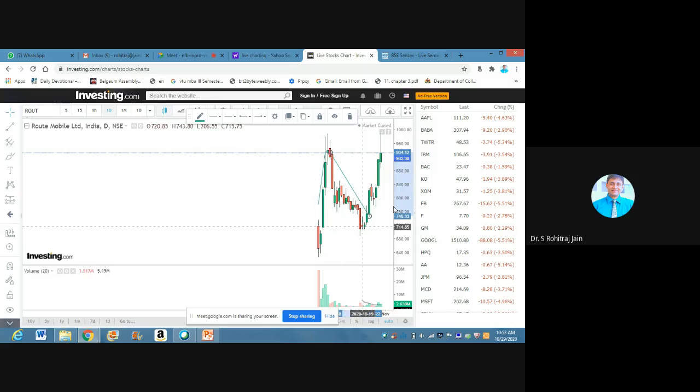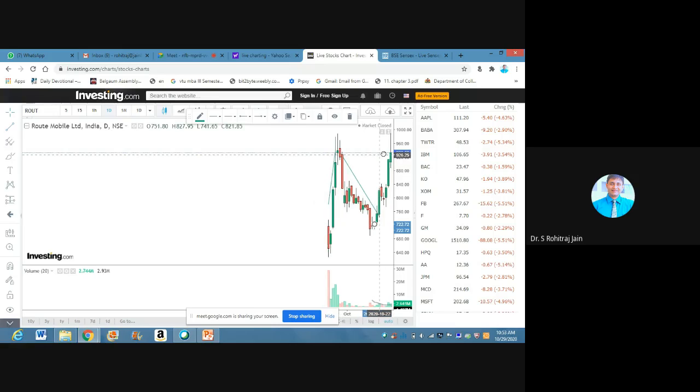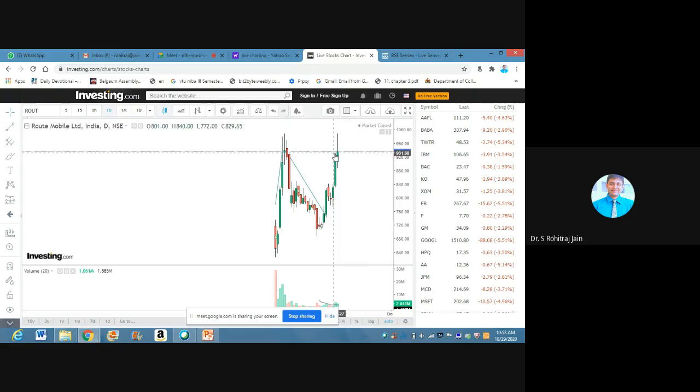And this was called, see, you can see here, sideways. And from here, it came till here, that is 709. There was a small red candle and a green candle. And slowly again the bulls came, and it again went to a new height. See here, again from this point, till here.